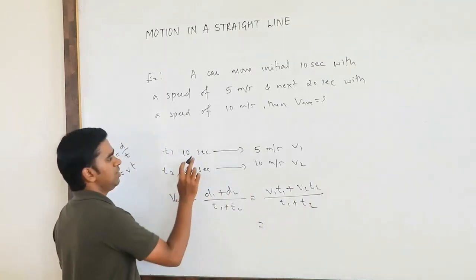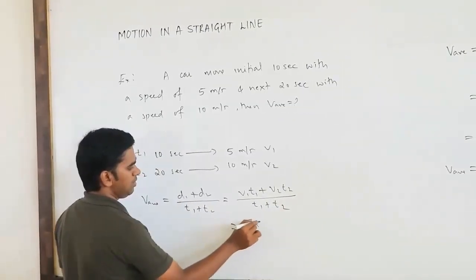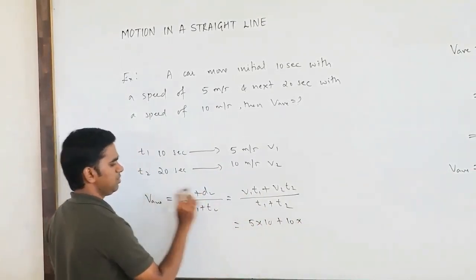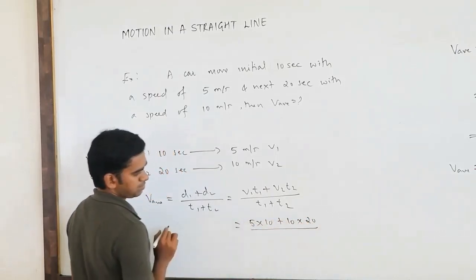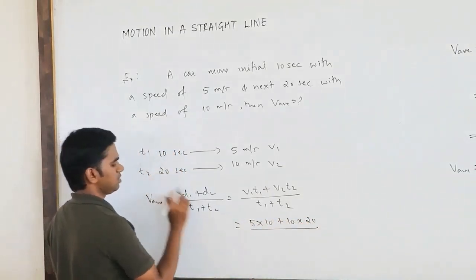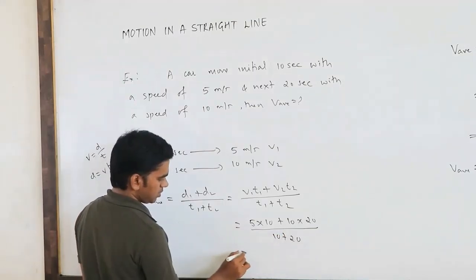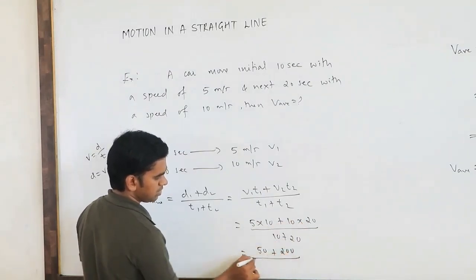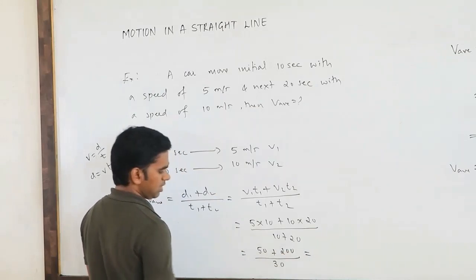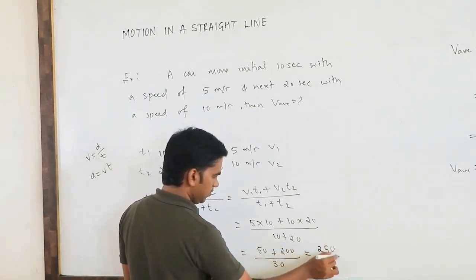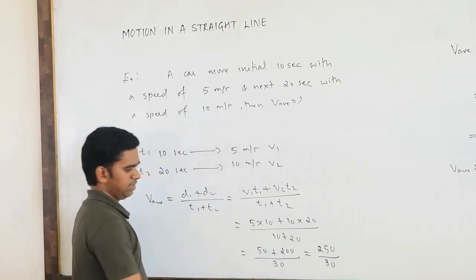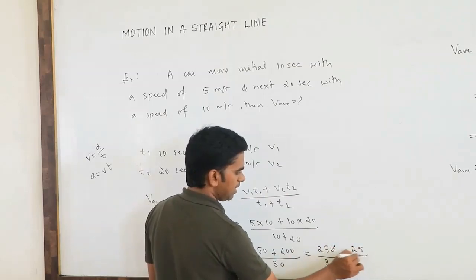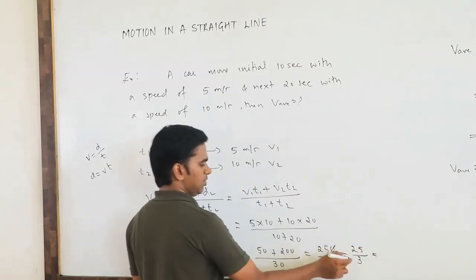So v1 is 5, t1 is 10, plus v2 is 10 into t2 is 20, divided by t1 plus t2, 10 plus 20. So this will become 50 plus 200 divided by 30. Okay. So this is 250 divided by 30. 200 plus 50. 250 divided by 30. So this will go. So 25 by 3. So what you will get?